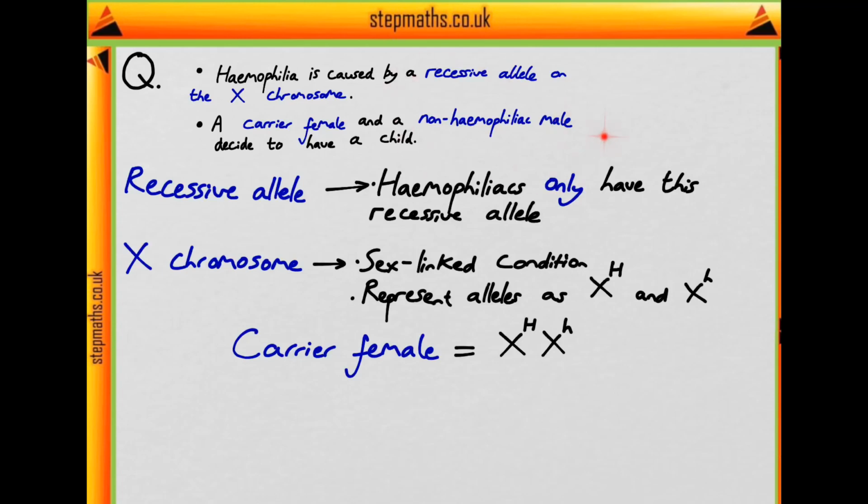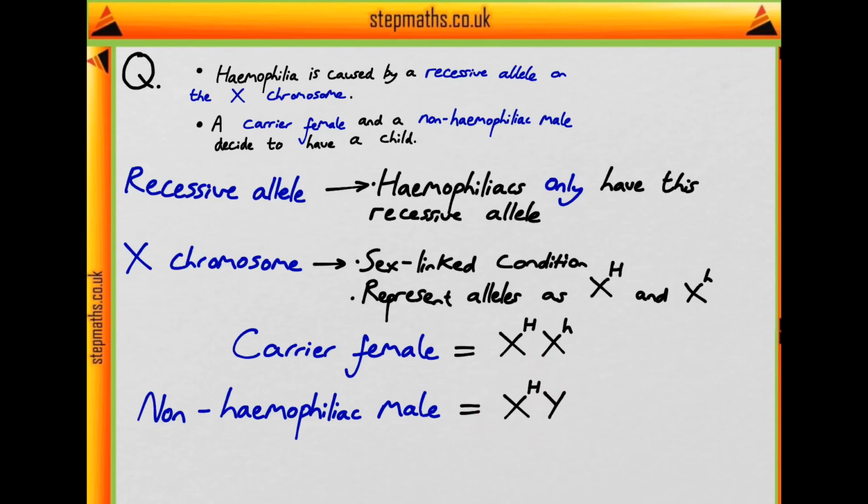Next, we have the non-haemophiliac male. We know that this male does not have the condition and therefore doesn't have any of these recessive alleles. Therefore, as we know males are XY, the male only has one X chromosome, and so this X chromosome must be X with a capital H, as this male lacks any X with a lowercase h. Therefore, the genotype of this non-haemophiliac male is X uppercase H, Y.